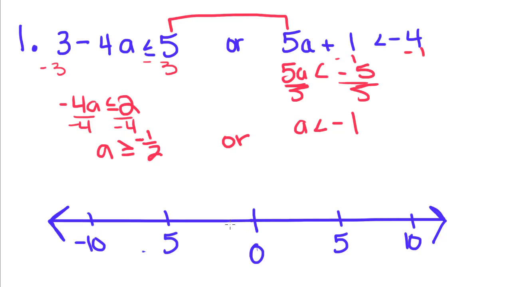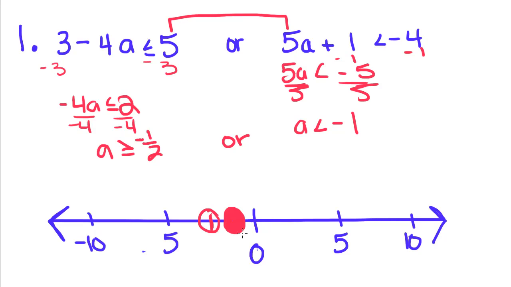So when we graph this, first we're going to plot our points for each one of these. So this is a greater than or equal to -1/2, which I'm just going to have to estimate and say that -1/2 is right here. So I'm going to put a circle around that, and then a less than -1, which is going to be close to there. We'll say like right there. So since I have a greater than or equal to, I'm going to have a closed circle over -1/2 and an open circle over -1.